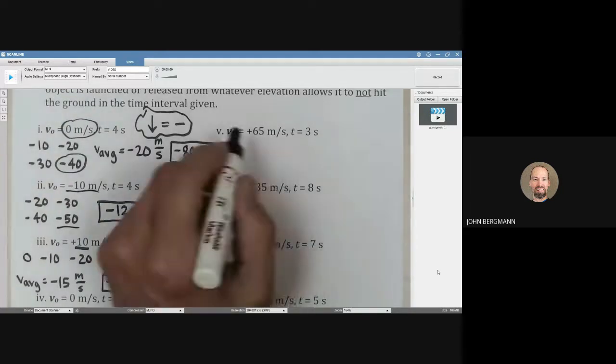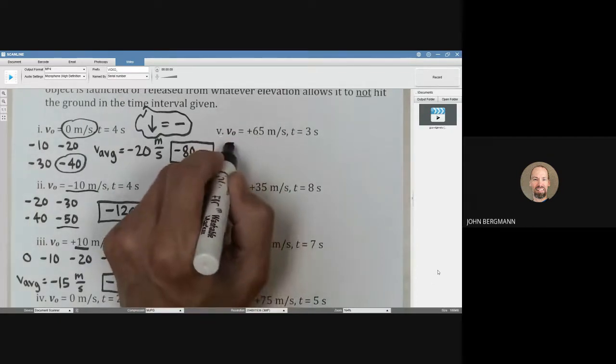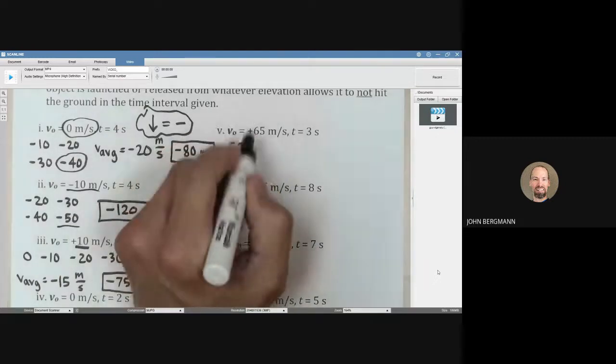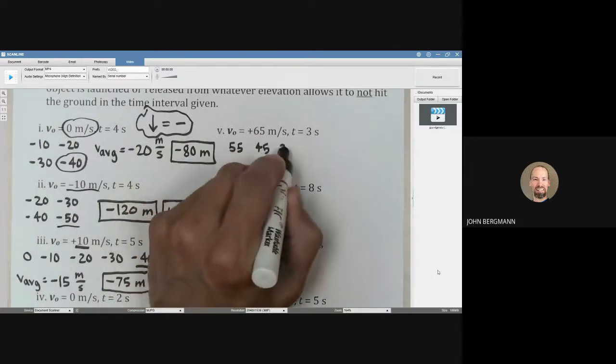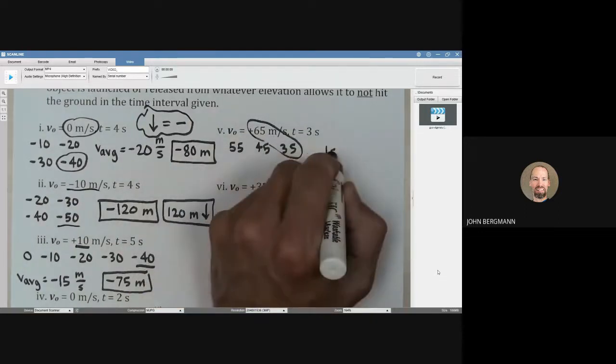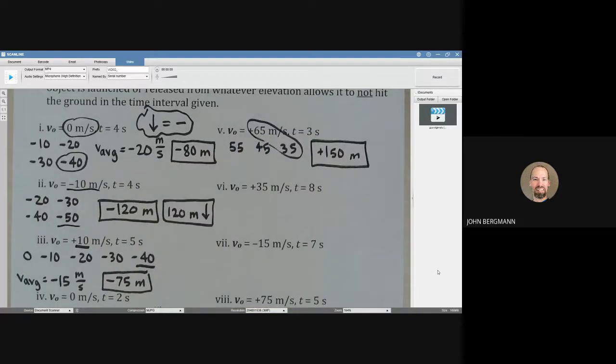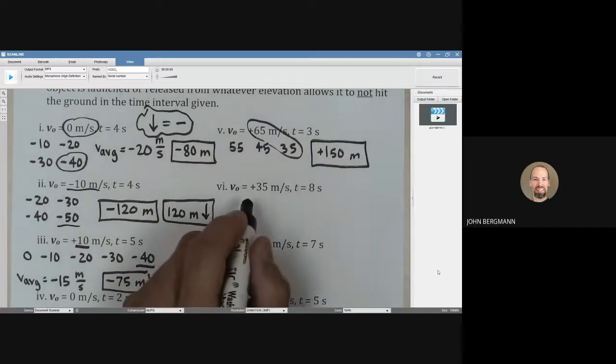All right, here we go. We're throwing this thing upward at 65 meters per second. After 1 second, it's only going 55. It's going to be slowing down now, then 45, then 35. What's the average? How about 50? Times 3 seconds, 150 meters. It's that fast.